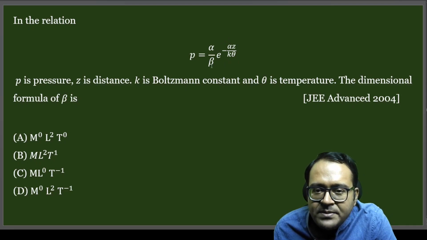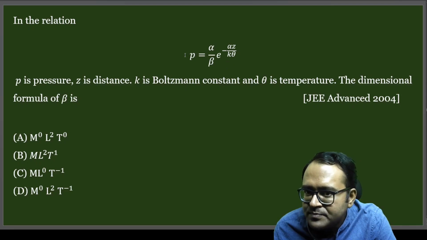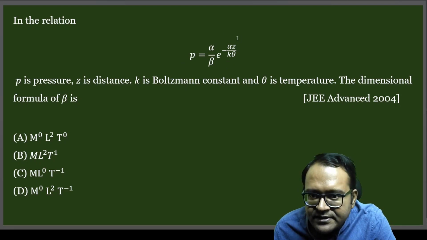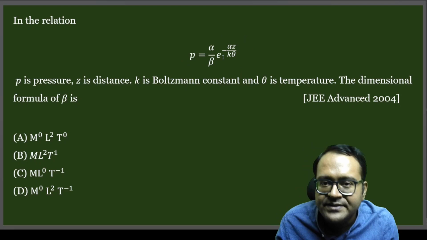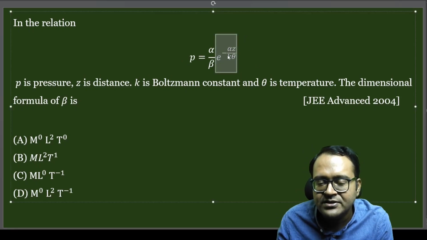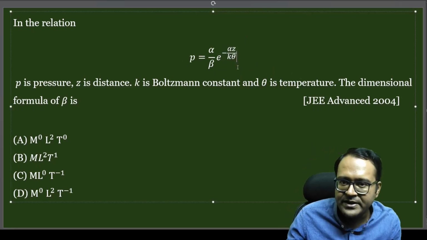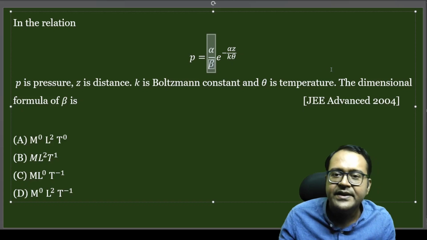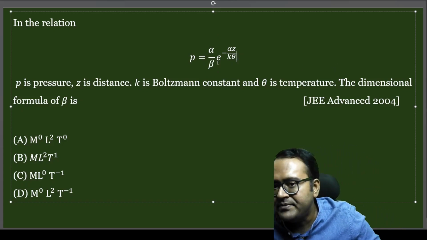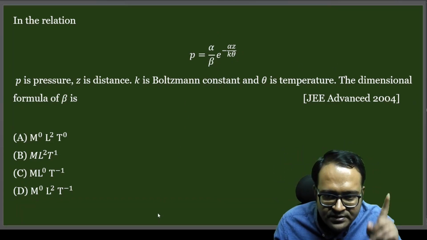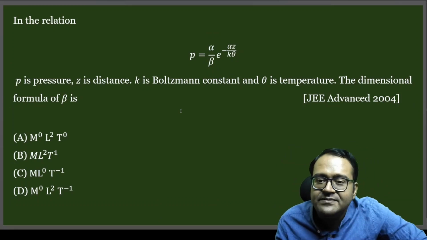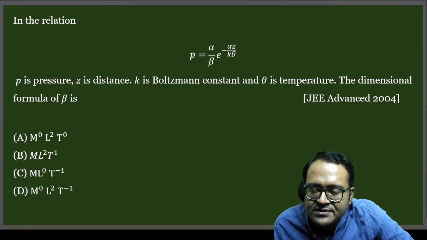So alpha by beta should have dimension of pressure, because pressure is at left side. Right side we don't have this e to the power. This part does not have any dimension. So only we have alpha by beta. So alpha by beta should have the dimension of pressure, because on the RHS we have pressure.